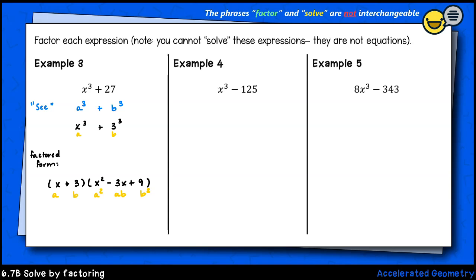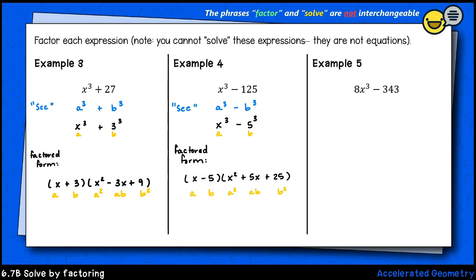In the middle, example 4, we have x cubed minus 125. This time we have a difference of 2 cubes, so you are meant to see this a cubed minus b cubed pattern. In this case, the a term is x cubed and the b term is 5 cubed, which is another way of writing 125. In factored form, following that factoring pattern, I have x minus 5 times x squared plus 5x plus 25. Once again, I've noted in yellow the a and b values in their respective places so that you can connect this factored form back to that pattern in your notebook.